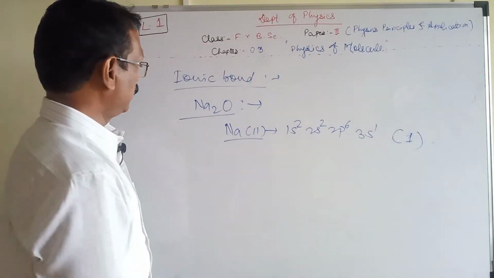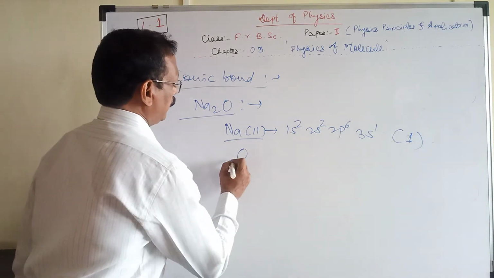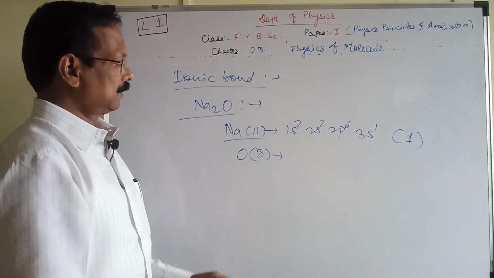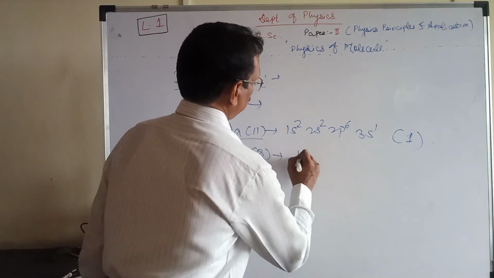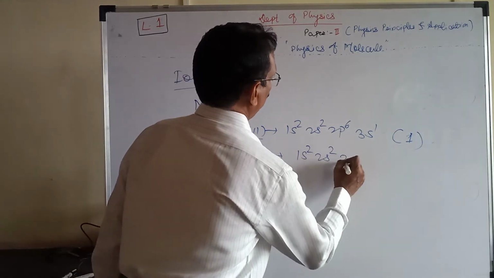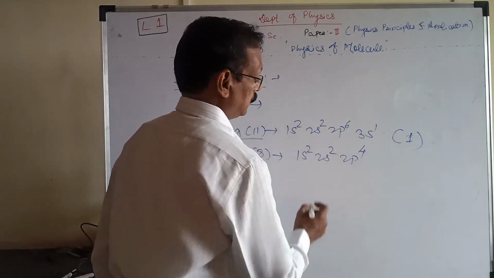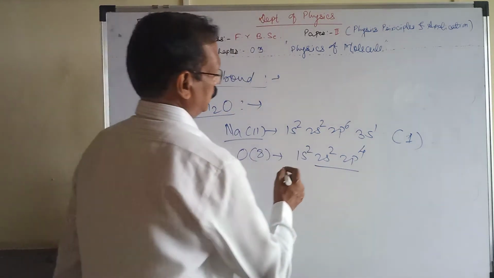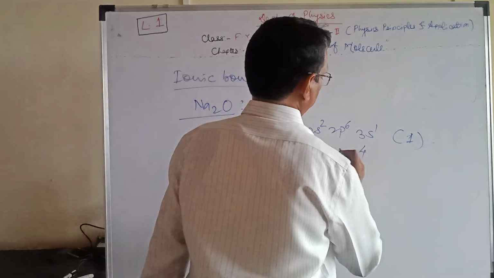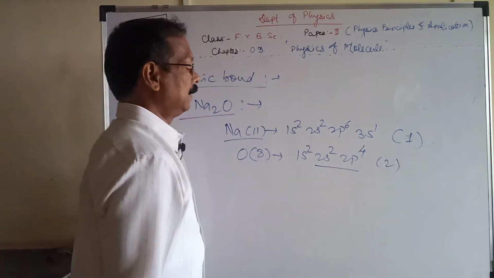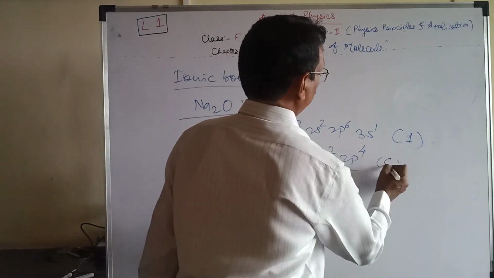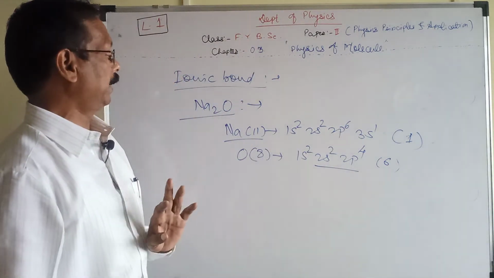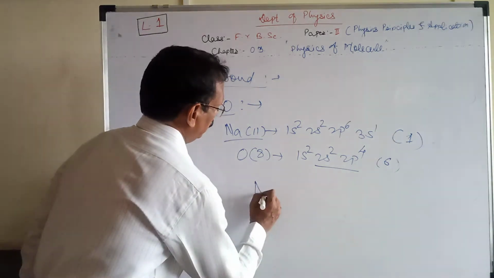Now, what is O? We know it is 8O. The atomic number of oxygen is 8. What is its electronic configuration? It is 1s2, 2s2, 2p4. So there are 6 electrons sitting in the outermost orbit. Now, to complete the octet of oxygen, we require 2 electrons. So in this case, what happens here? It is Na.